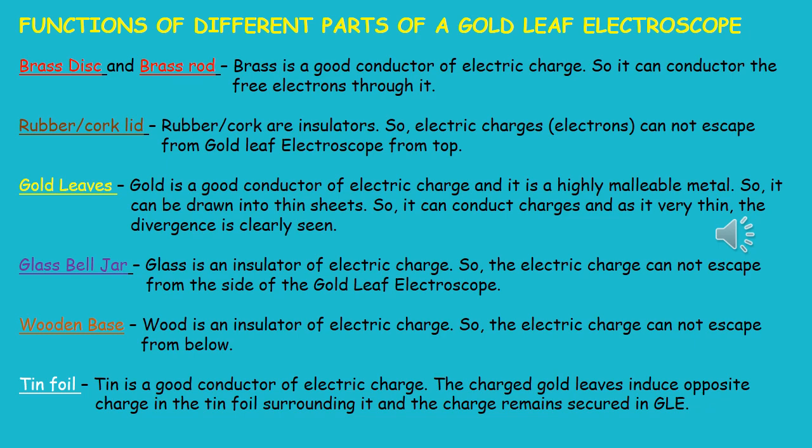Next is why we are using glass bell jar. Glass is an insulator of electric charge, so the electric charge cannot escape from the side of the gold leaf electroscope. Wooden base. Wood is an insulator of electric charge, so the electric charge cannot escape from below. Tin foil. Tin is a good conductor of electric charge. The charged gold leaves induce opposite charge in the tin foil surrounding it, and the charge remains secured in the gold leaf electroscope.